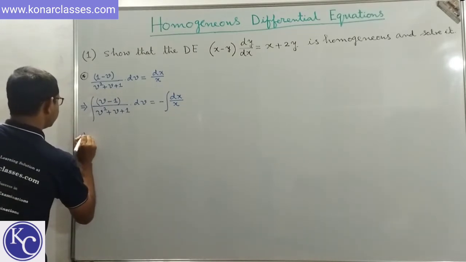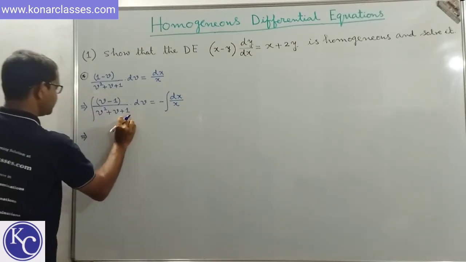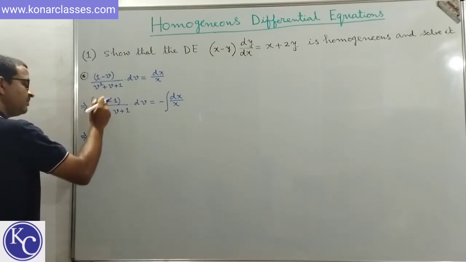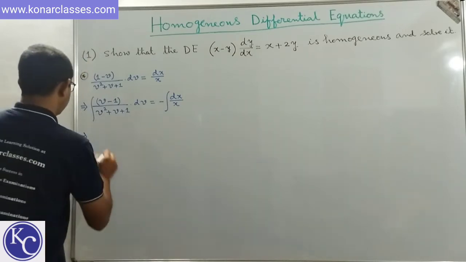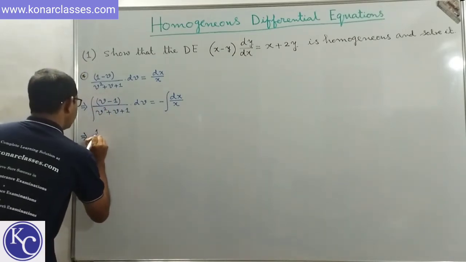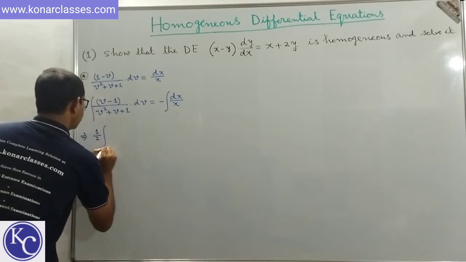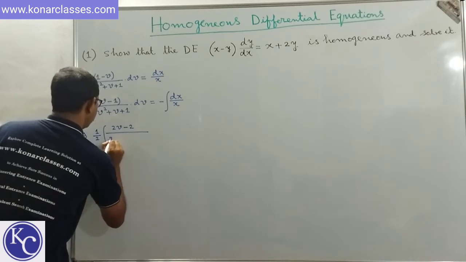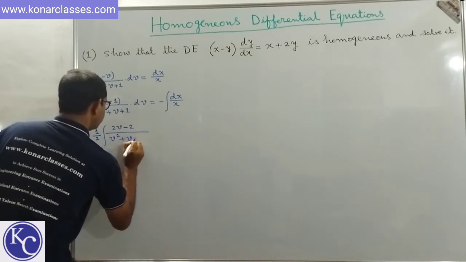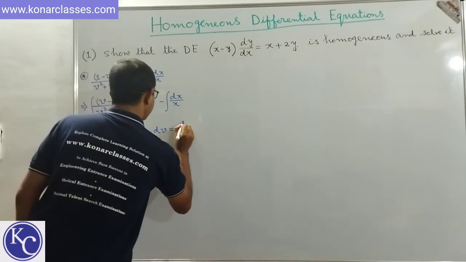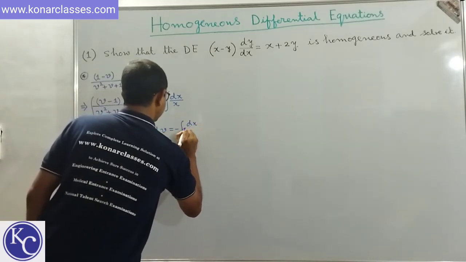So this implies what, dear students? First you need to make the differentiation. What will be the differentiation of the denominator? 2v + 1. So in the numerator you need to first make 2v + 1. Now in the numerator we see v, so to make it 2v, we need to multiply it by 1/2, so that here we get (2v - 2)/(v² + v + 1) dv = -∫dx/x.